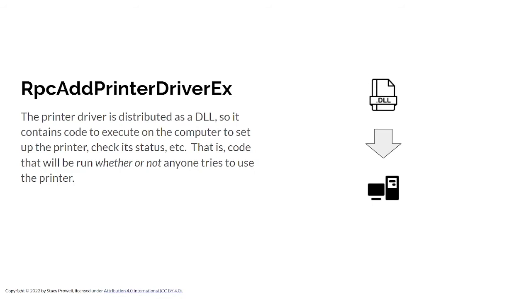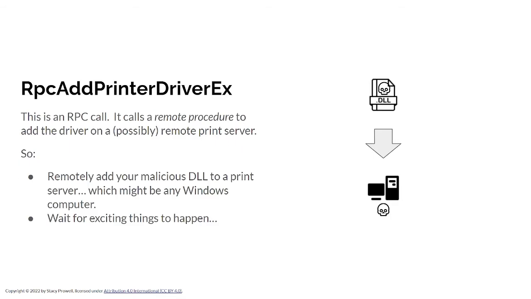Printer drivers are distributed as dynamically linked libraries for Windows, and so they contain code that executes, that runs. It contains code that executes to set up a printer. Some printers need to have special firmware downloaded whenever they boot. It needs to check its status and so on. The DLL contains code that's going to be run whether or not anyone actually ever tries to print to that printer. So you can install a DLL, and you're going to run code out of that DLL to set up the printer.